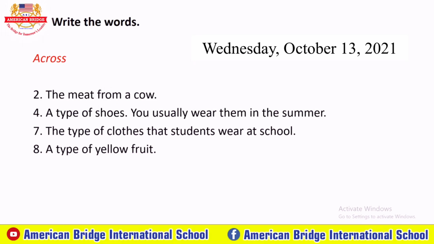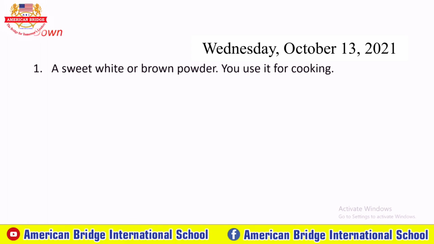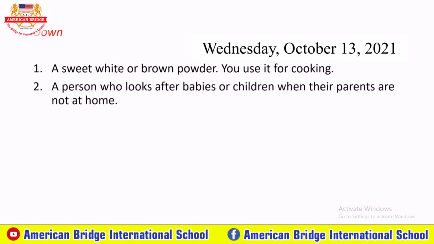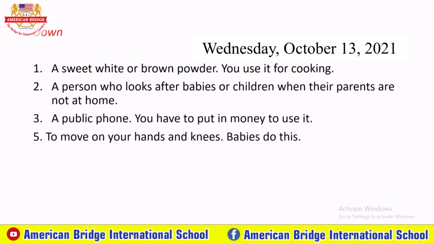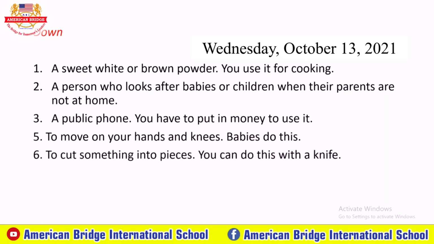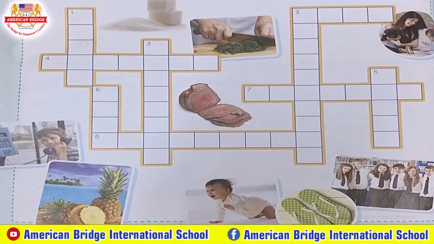So we have number 1, a sweet white or brown powder, you use it for cooking. Number 2, a person who looks after babies or children when their parents are not at home. Number 3, a public phone, you have to put in money to use it. Number 5, to move on your hands and knees, babies do this. Number 6, the last one, is to cut something into pieces. You can do this with a knife. Okay, everyone, now let's see our puzzle together.